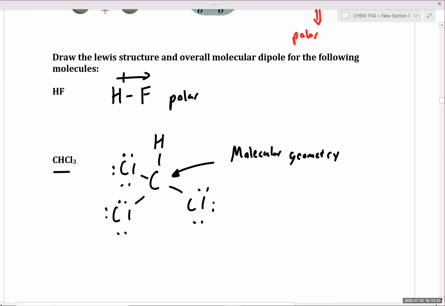Would someone like to share that in the chat? What is the molecular geometry centered around carbon? I've already drawn this molecule in a very suggestive way to help you elucidate that. We always need to think about our molecular geometry and how it relates to polarity. What is our steric number in this case? Steric number is 4, so this is tetrahedral.